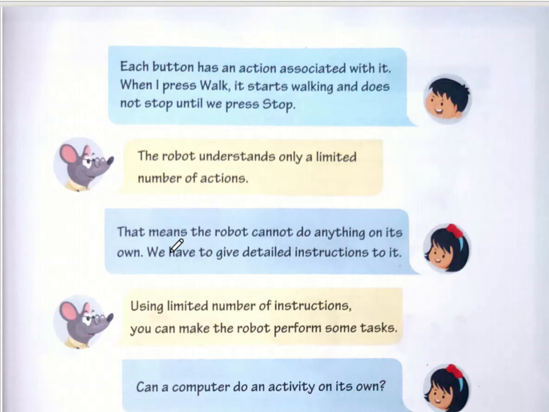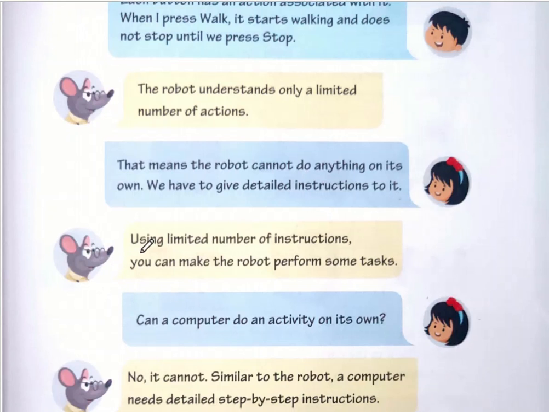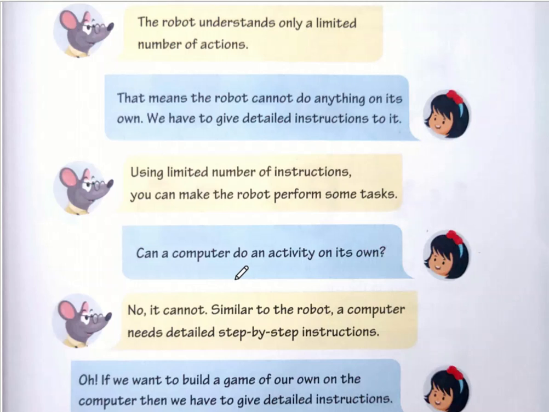Here, Jyoti says that means the robot cannot do anything on its own. We have to give detailed instructions to it. Then Mose replies, using a limited number of instructions, you can make the robot perform some task. Then Jyoti asks, can a computer do an activity on its own? Then Mose says, no, it cannot. Similar to the robot, a computer needs detailed step-by-step instructions. Yes, my dear students, a computer is also a machine.